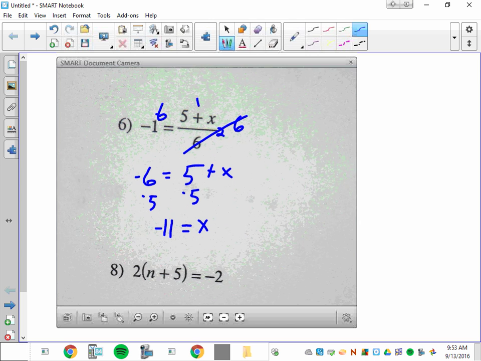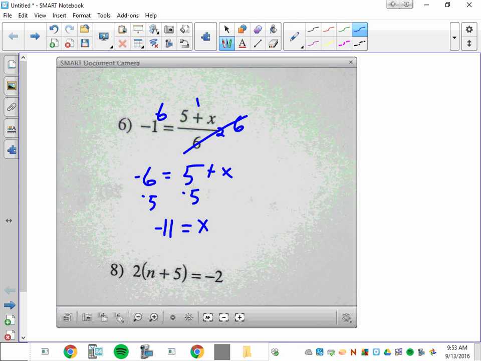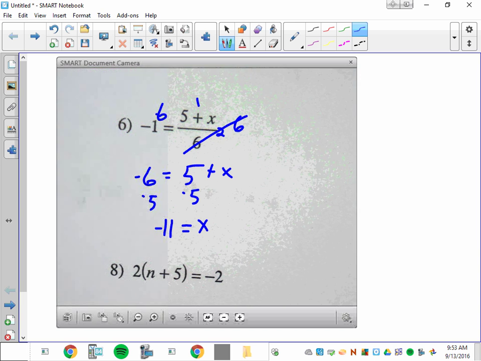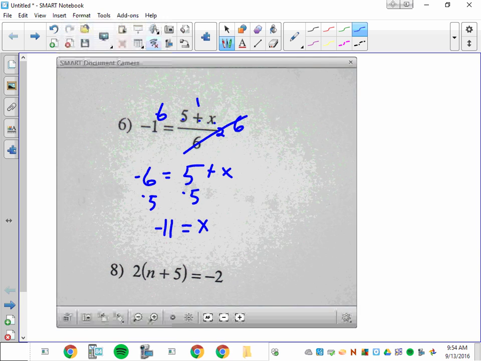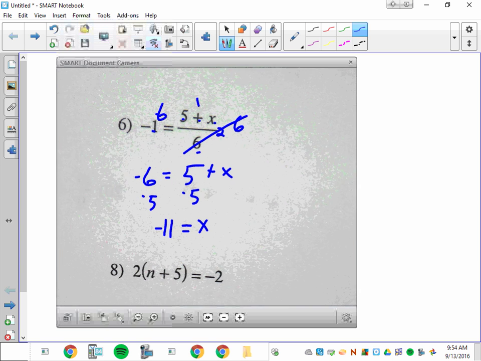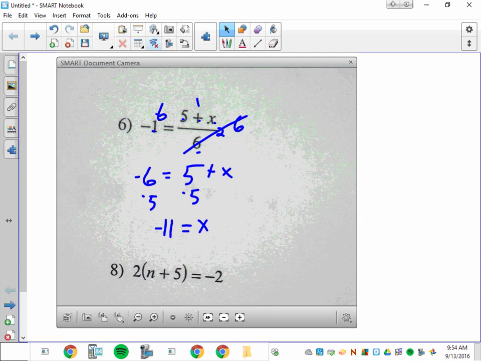And there is no reason why you should get this wrong on the test. You can always plug it back in and see if it works. So if we take that negative 11, 5 plus negative 11 is negative 6. Negative 6 divided by 6 is negative 1. We did it correctly. Okay? All right. Good luck.